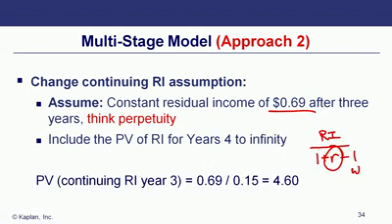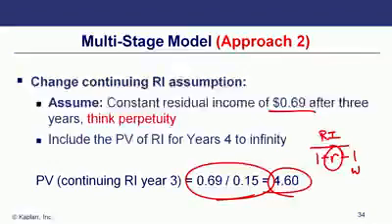So what we do is we include the present value of the residual income for years 4 essentially to infinity. And so how do we do that? We take that 0.69 and just do what? Divide by the required rate of return on equity. Then this becomes 4.6. What do we do with this 4.6? We stick it at the very, very end and then discount that back from year 3.